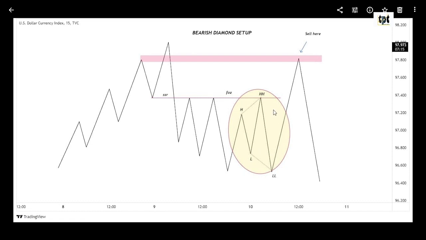Not every Quasimodo is tradable, but if you have a framework of whatever the market tries to communicate, you'll be able to trade it successfully. So this particular level, it is an invalid one. Why? It is a diamond setup. It's in a zone of liquidity.